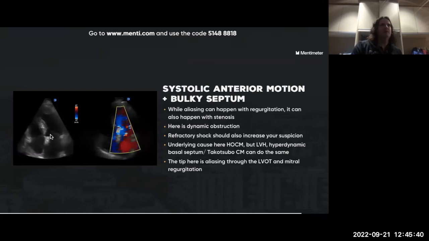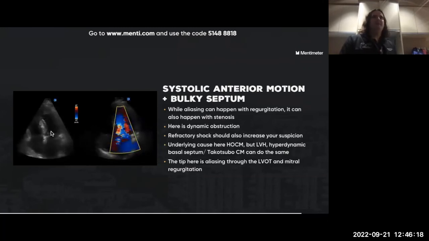Now, if you look here, what's going on there? SAM, right? Nice. That's the posterior leaflet, and that's the anterior leaflet. When the valve closes, in systole, it bangs against the interventricular septum and creates dynamic obstruction. That obstruction gets even smaller as systole progresses. Whenever you have treatment-refractory shock, this should be on your list, as maybe the inotropes are making things worse.